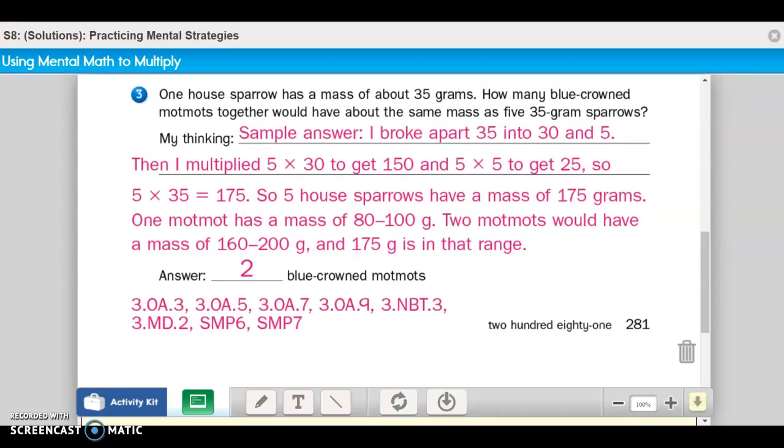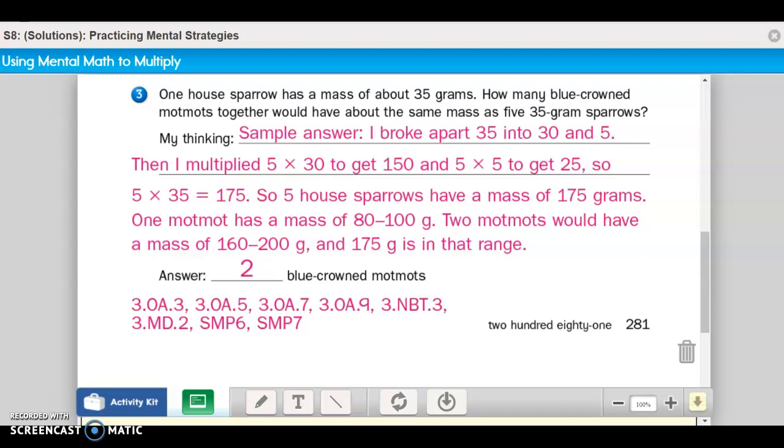Okay, let's look at number 3 together. First, you need to solve how much the mass is for 5 35-gram sparrows. 5 times 35. Break apart that 35 into numbers that are easy to work with, like 30 and 5. 5 times 30 is 150. 5 times 5 is 25. 5 times 35 then is 175. So those 5 house sparrows have a mass of 175 grams.